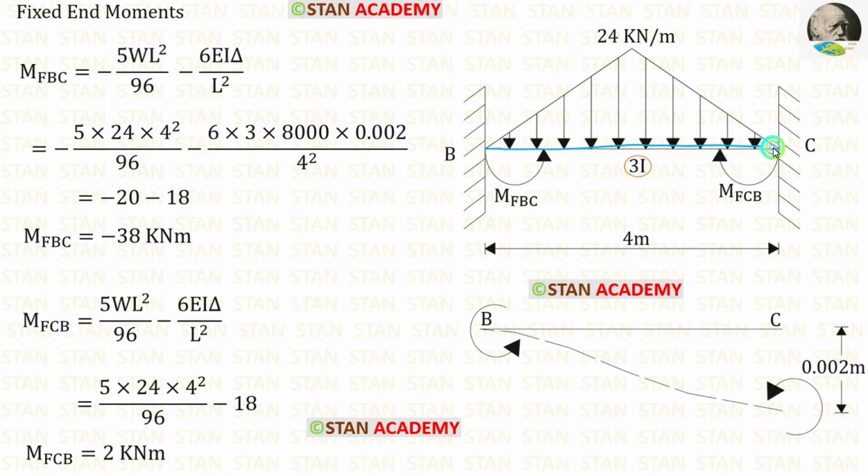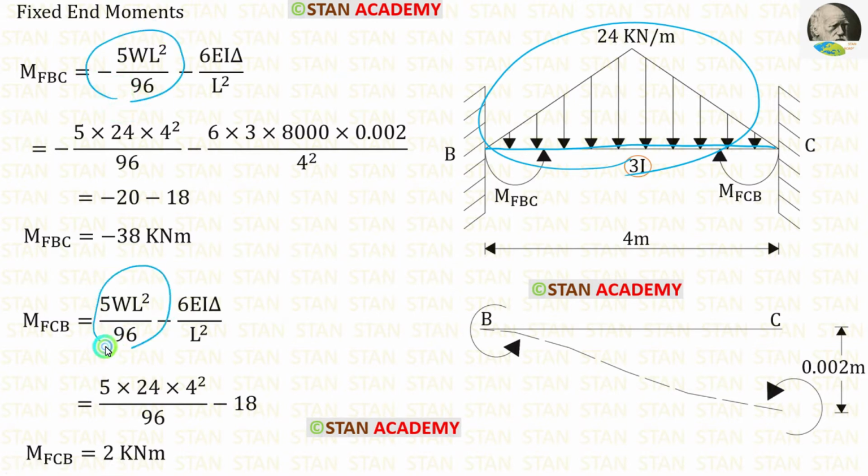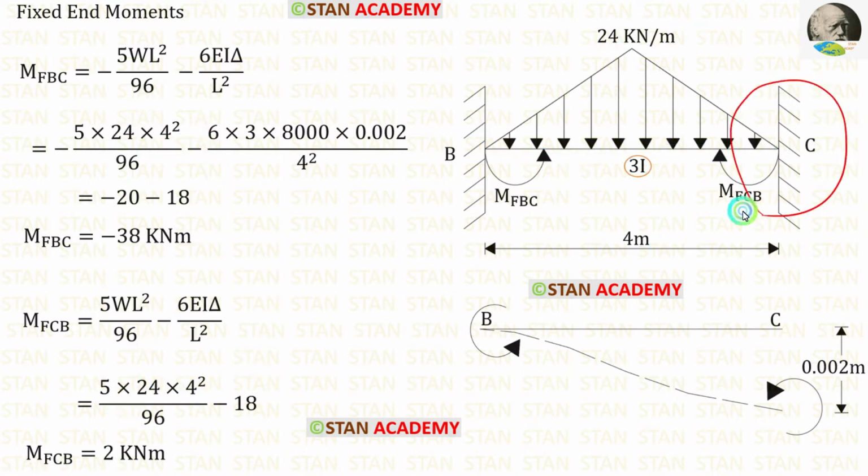Now, let us find the fixed end moments in the span BC. In the span BC, we have symmetrical uniformly varying load. The formulas to find the fixed end moments are minus 5WL square upon 96 and positive 5WL square upon 96. Here W is 24 and L is 4. Let us apply them. The support C sinks by 0.002 meter. So we have to find the fixed end moments due to the sinking.